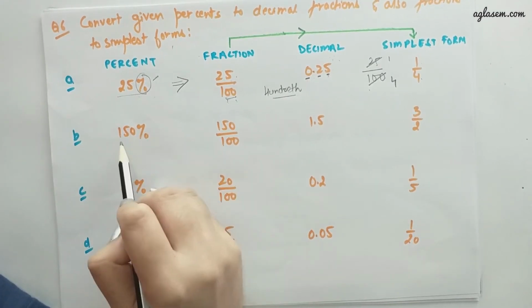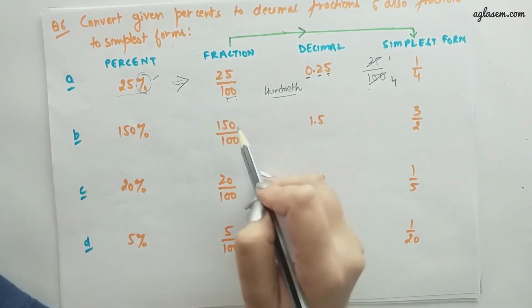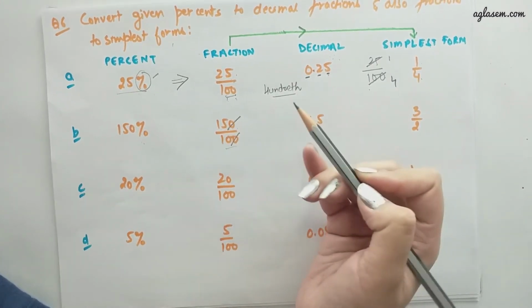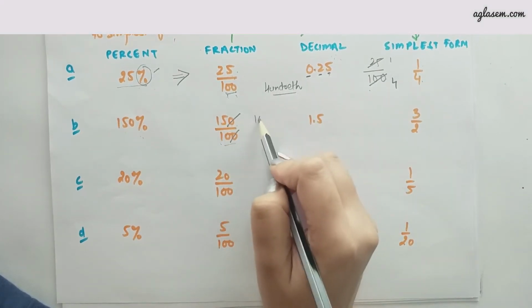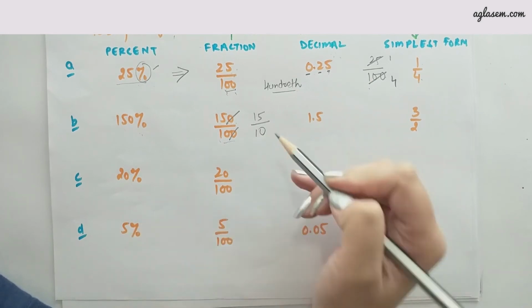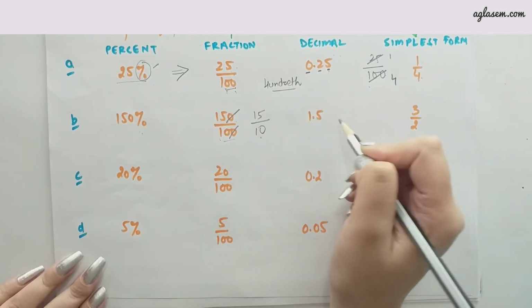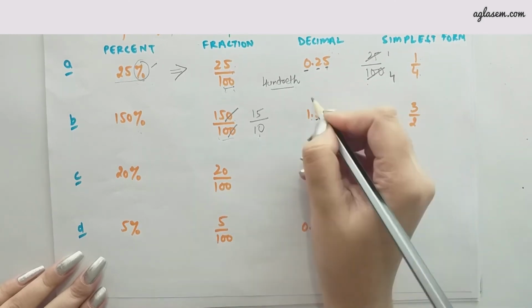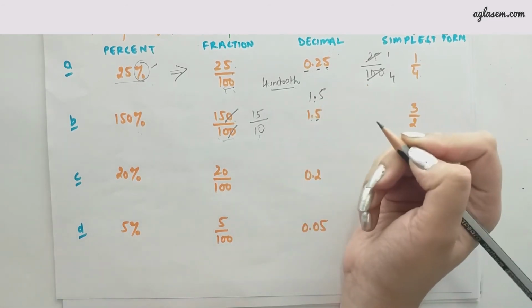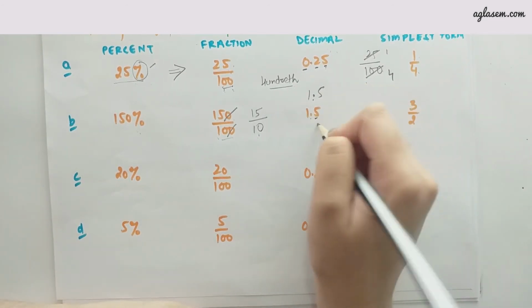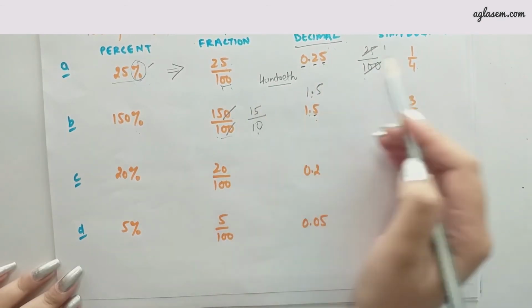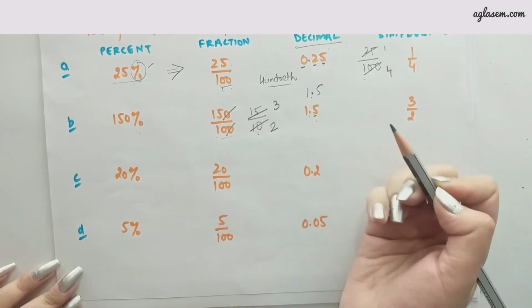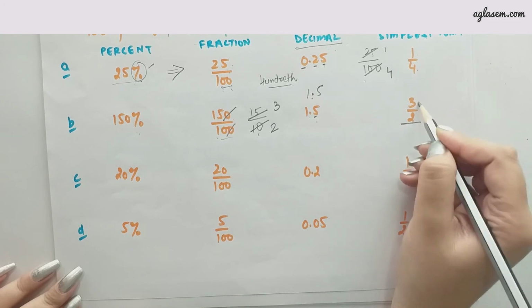In B part we have 150%. So similarly 150, when we have to convert into fractions, we'll divide it by 100. Now it's an easy one. Here we'll get 15 by 10. Now in decimals we'll put the point after the tenth place, that is, this is the tenth place, this is the point. So we'll get 1.5 as a decimal. For getting the simplest form, we'll multiply it with 5. Now 5 twos are 10 and 5 threes are 15. So we'll get the simplest form, that is 3 by 2.